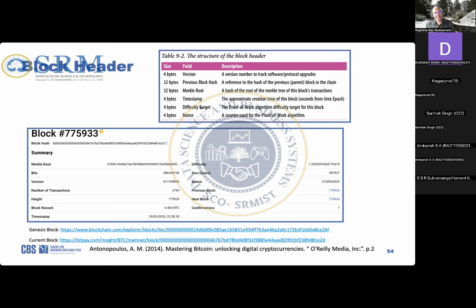So this is the difficulty which the miners have to fulfill to create a block, right? So for the time being, just ignore it. And then we have a nonce, which is a counter, which will be used by the miners to create the block with the specified difficulty. So in layman's terms, what is the difficulty?